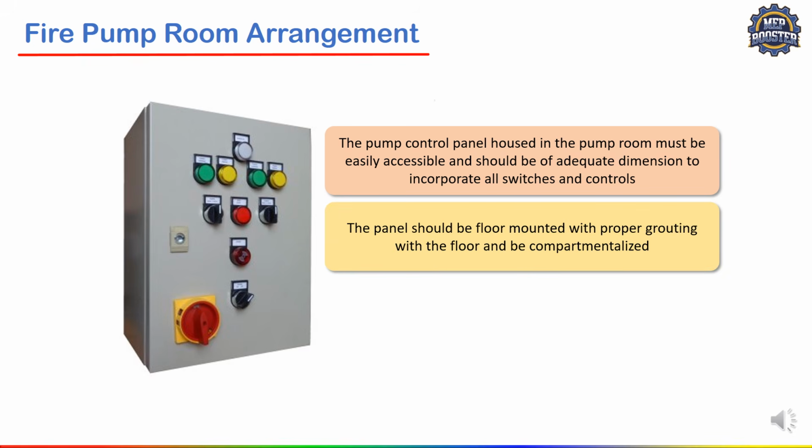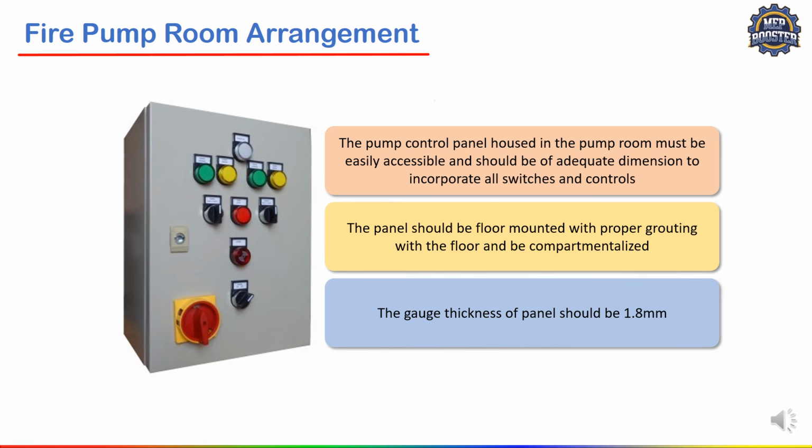The panel should be floor mounted with proper grounding with the floor and be compartmentalized. So always you need to place the pump controller in a central accessible location. It should be easy to operate and monitor. Even the alarm panel should always be installed in a visible location where alarms can be quickly noticed and acted upon. So these are the things you have to remember. The gauge thickness of panel should be 1.8 millimeter.